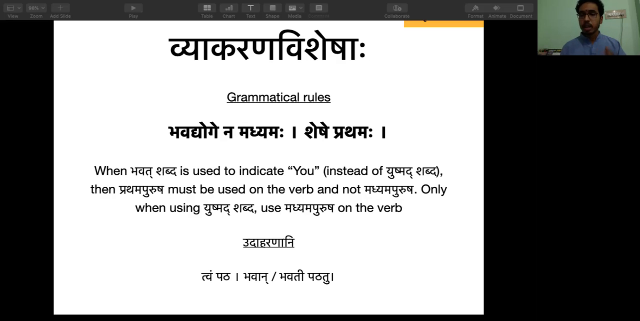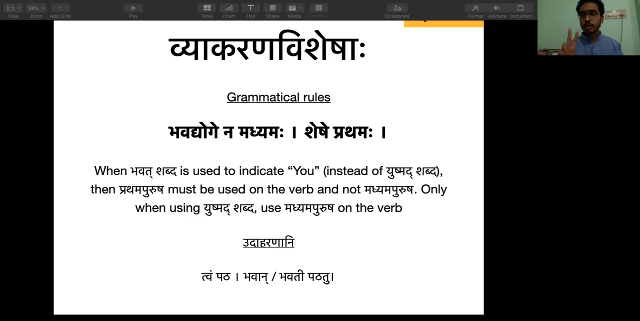So you can tell Tvam atra agachatu, that is, you come here. You can use Tvam, or Bhavan. If you are talking to a male person, you can use Bhavan, or if you are talking to a female person, you can use Bhavati. Bhavati Shabda is similar to Nadi Shabda. Bhavan Shabda is Nakaranta, Takaranta Bhavat Shabda: Bhavan, Bhavanto, Bhavantah.